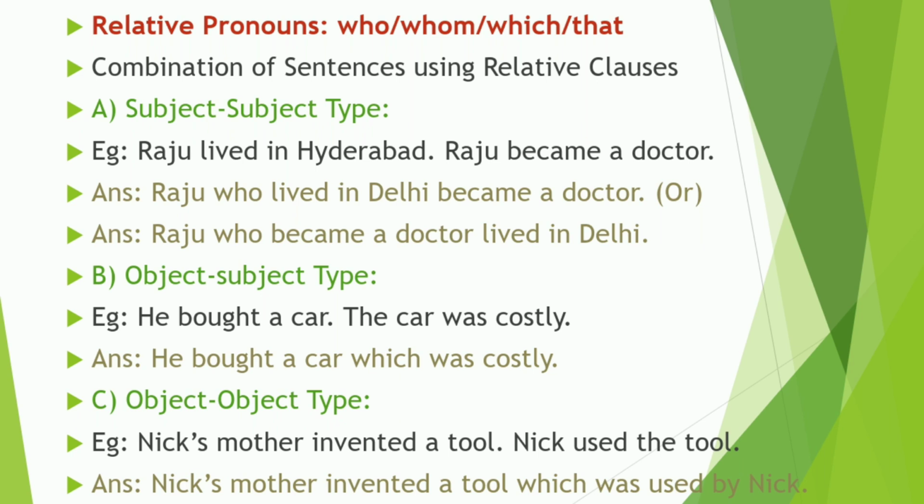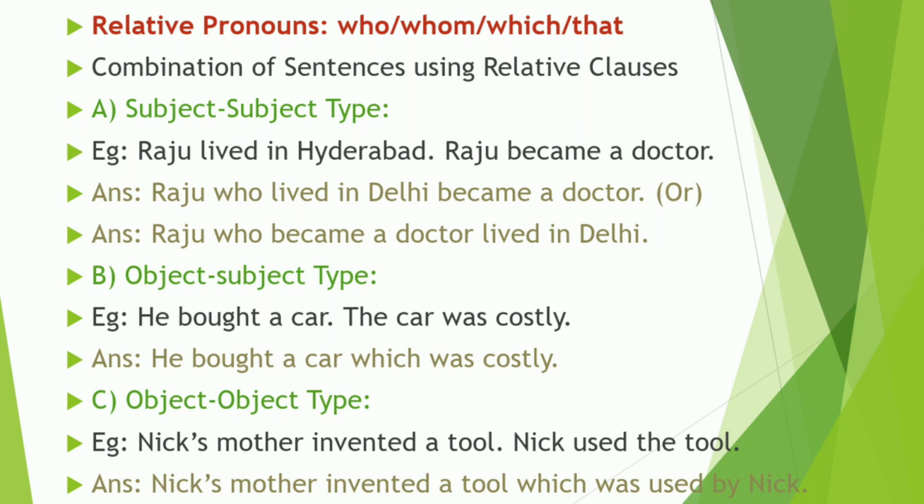Here the subject of the first sentence is Raju and the same is the subject of the second sentence. If you combine both the sentences, the combination should be like this: Raju, who lived in Delhi, became a doctor. Here Raju acts as antecedent to the relative pronoun who, and who is immediately followed by the subject Raju. This sentence can also be written like this: Raju, who became a doctor, lived in Delhi.